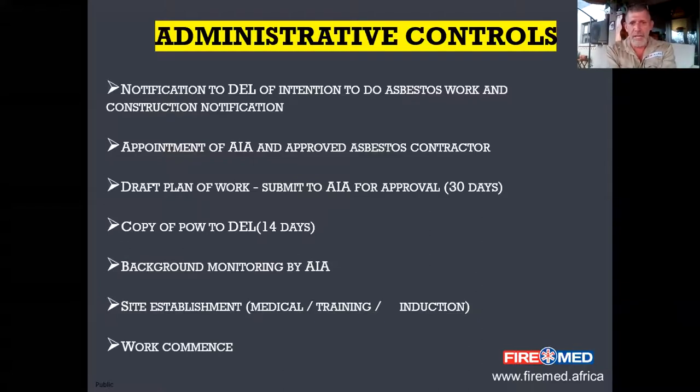Then of course, site establishment, and like any construction site, all the necessary notifications and whatever, you had to go up, and everybody who was going to work with the asbestos or be exposed to the asbestos needed a medical. Obviously they needed training and induction to the site. And then of course, workman's compensation. Your staff that were going to do work for you, you had to notify COID that they are asbestos handlers, right? And then work can commence.